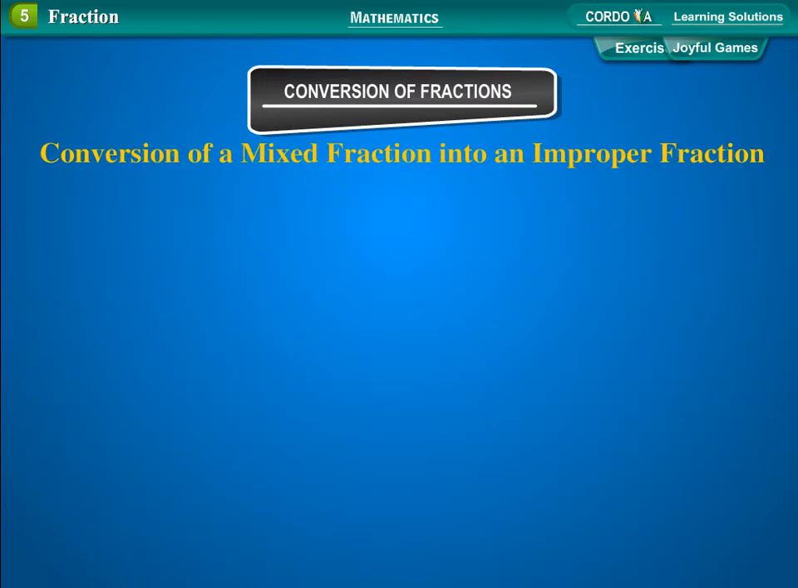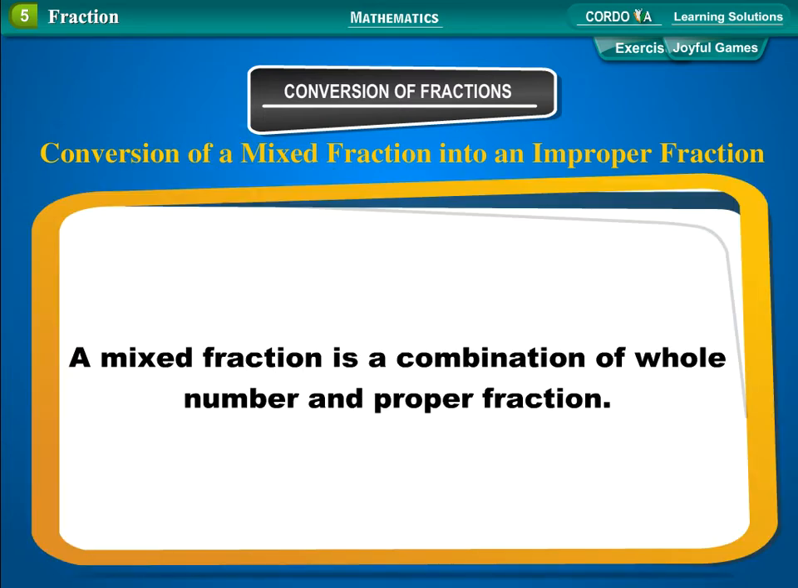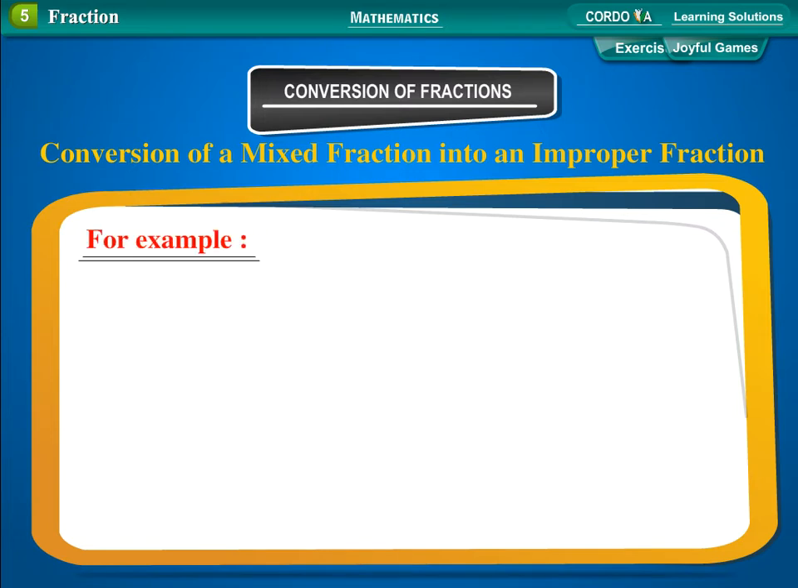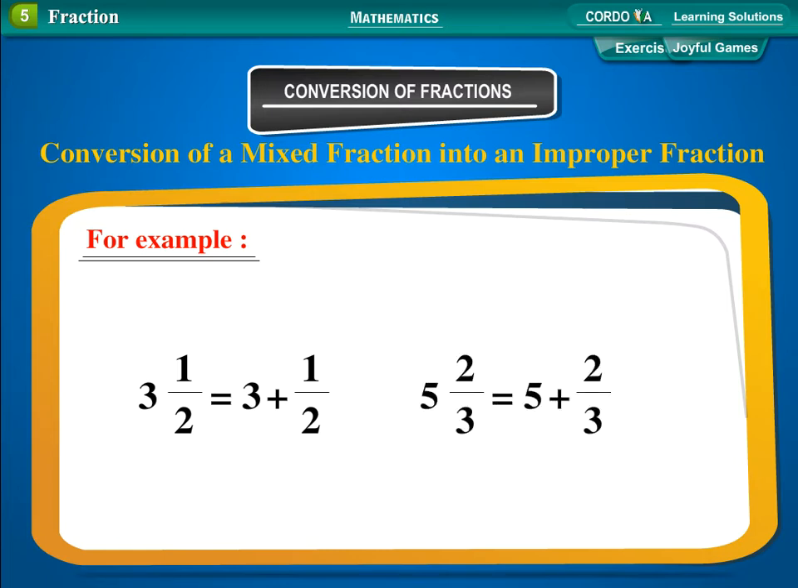Conversion of a mixed fraction into an improper fraction. A mixed fraction is a combination of a whole number and proper fraction. For example, 3 and 1 upon 2 is equal to 3 plus 1 upon 2. 5 and 2 upon 3 is equal to 5 plus 2 upon 3.